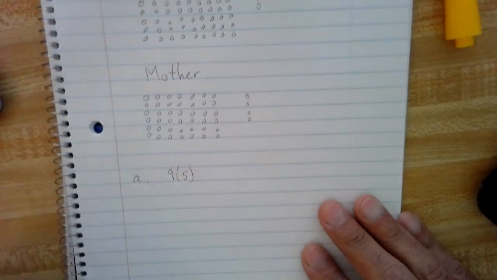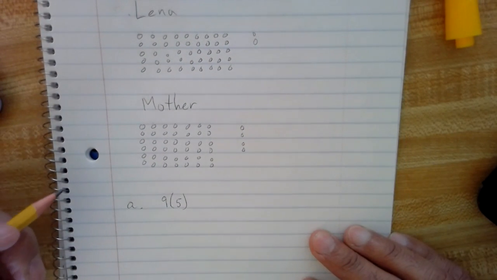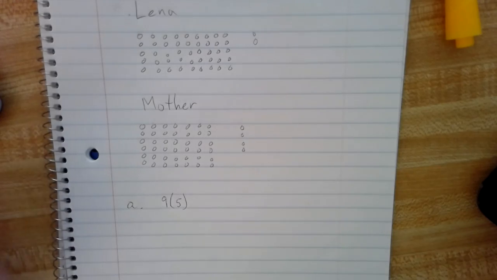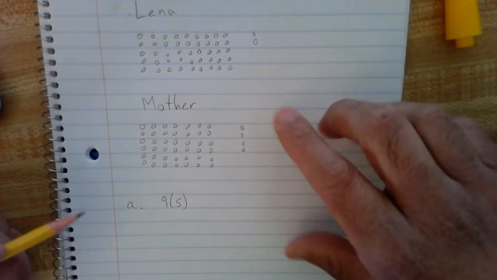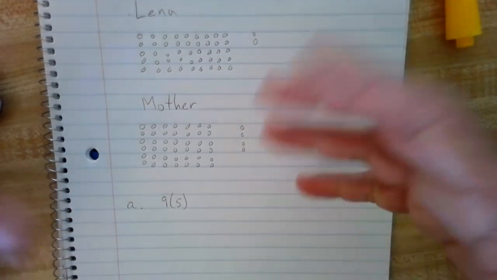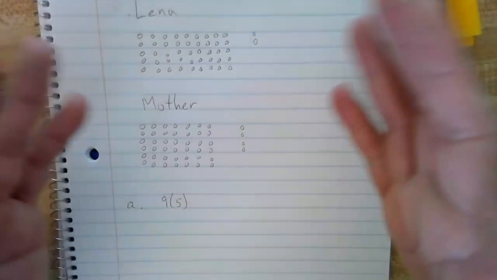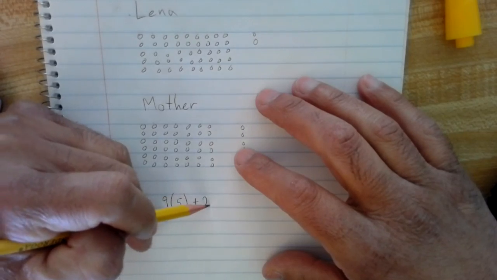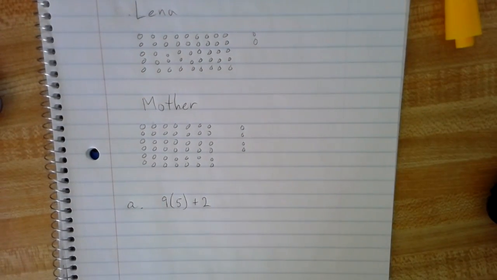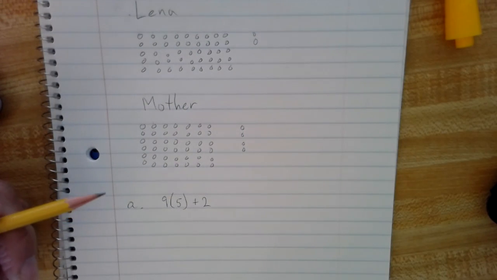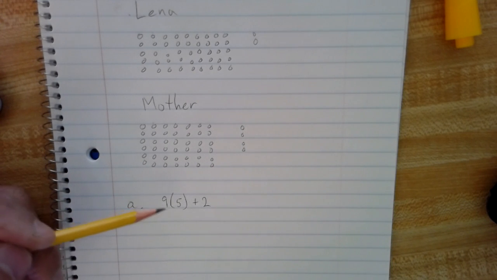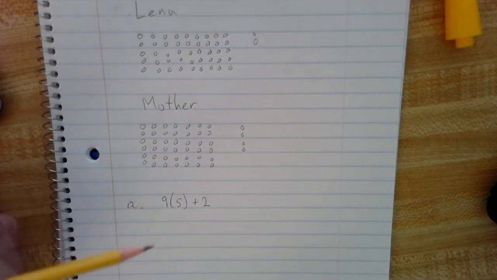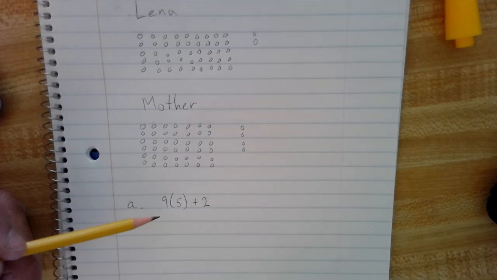Okay, she has 9 groups of 5, but she has leftovers also. Notice here she has 2 left over. We're grouping these together, not taking them apart, so that's going to be addition. So what are we looking for? We're looking for an expression for Lena's work. So A, write a numerical expression. It's numerical. We are using numbers, not variables. Also in an expression, remember, no equal sign.